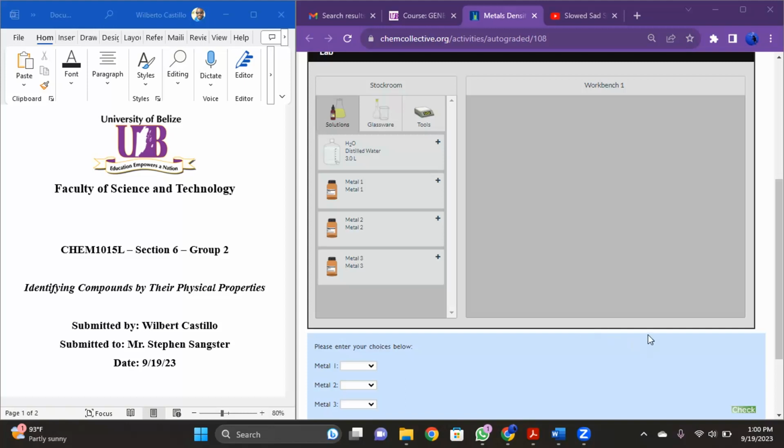Hello guys, welcome back to another virtual lab. Today we're going to be identifying compounds by their physical properties.